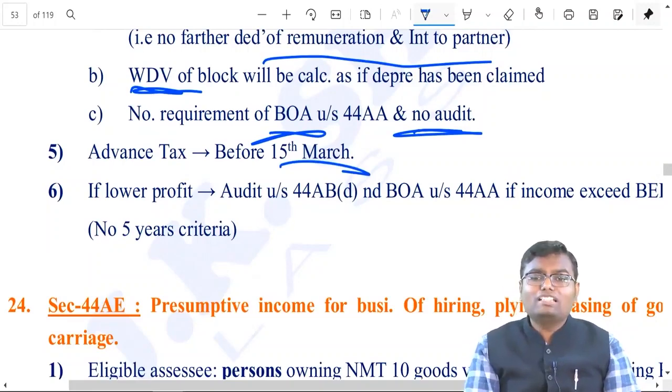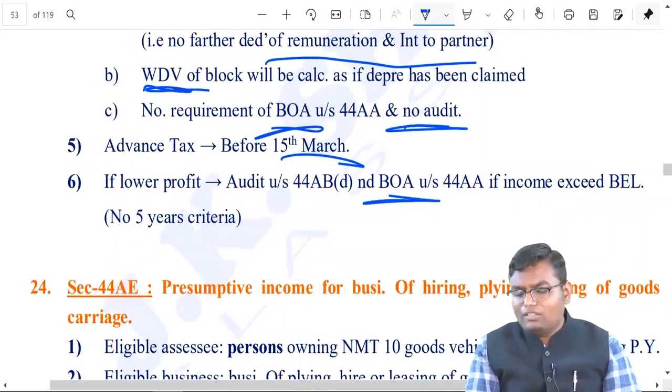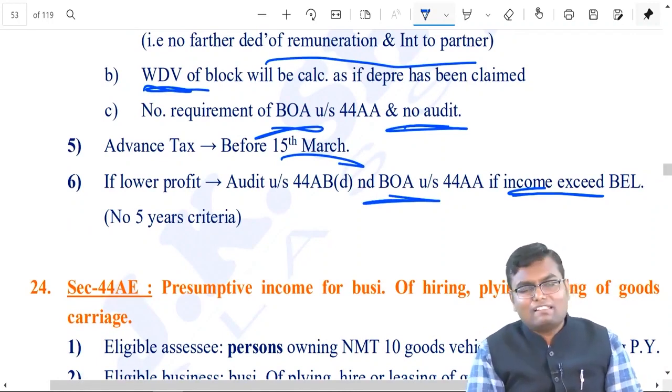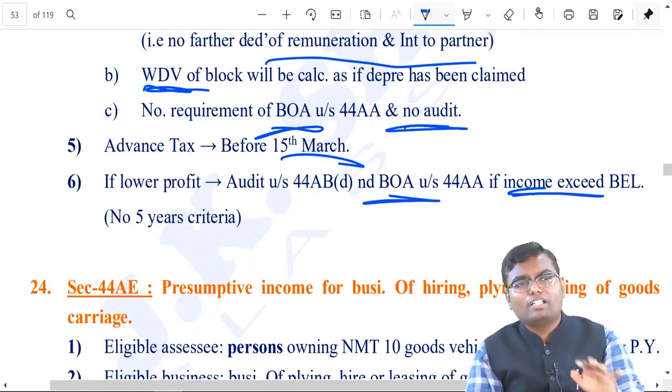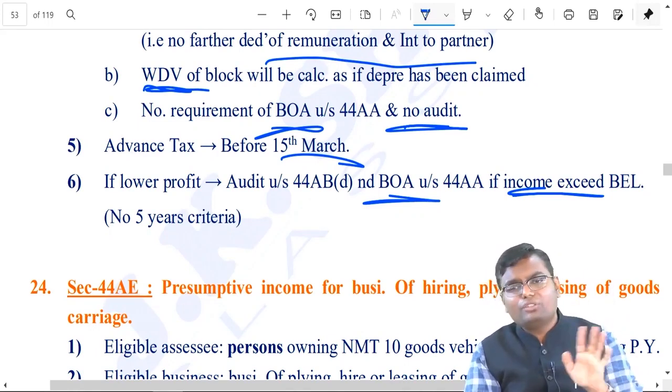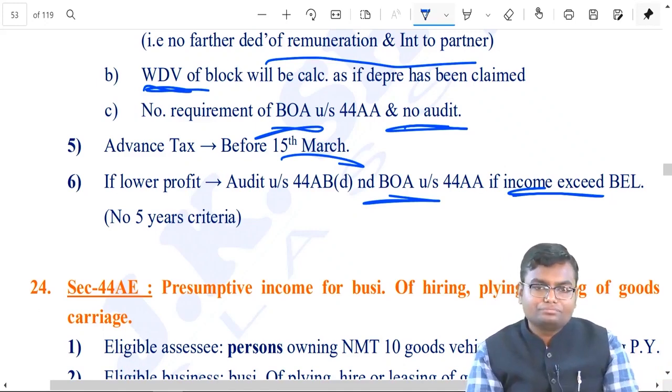If you show lower than 50%, then books are to be maintained and audit is to be done. Audit is to be done only if your total income is more than the basic exemption limit, a replica of 44AD. However, in 44AD the 5-year rule is there; in 44ADA there is no rule of 5 years.